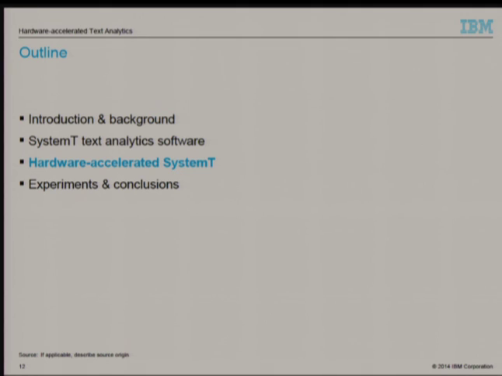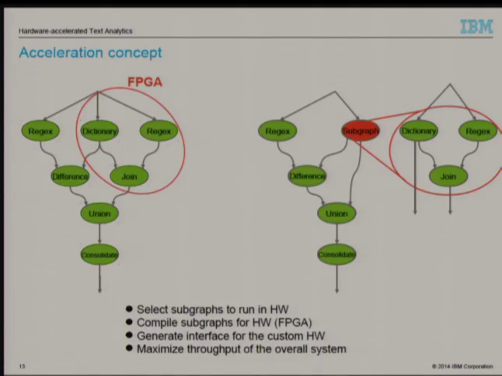So how do we accelerate such a system, or System T in this case? The acceleration concept is that we're looking for a subgraph within the operator graph that we would like to offload onto the FPGA. So we partition the operator graph into hardware graphs and a software graph, and we replace this subgraph with a subgraph operator, which we then can hand back to the software side, and we compile the hardware part to the hardware. And we do all that under the aspect of maximizing the throughput of the overall system.